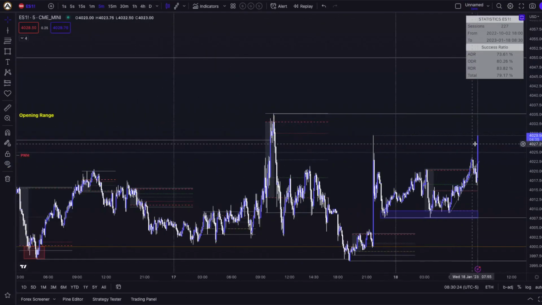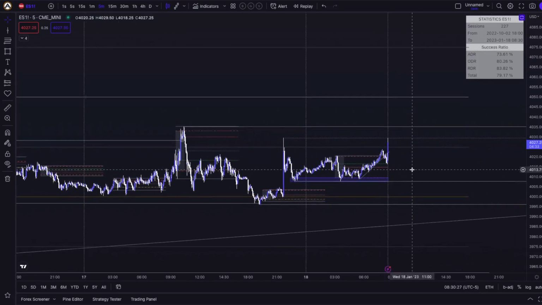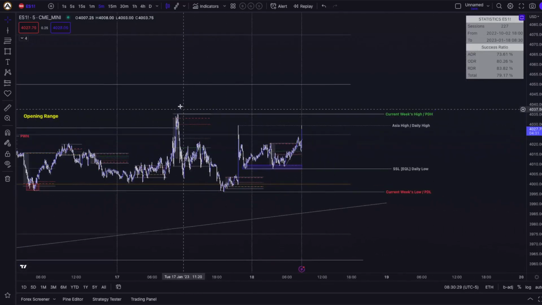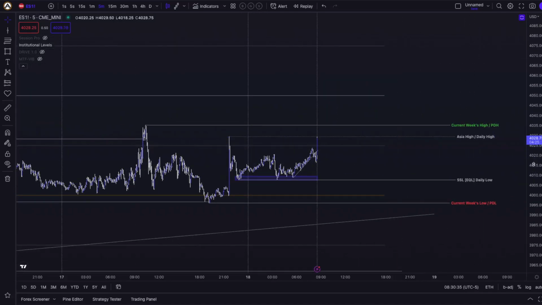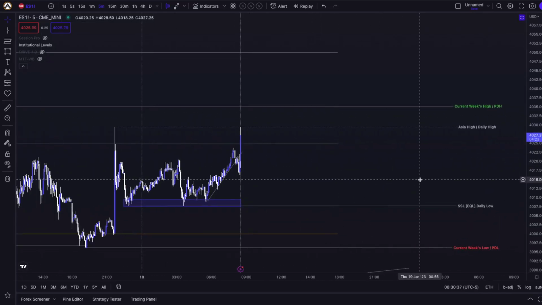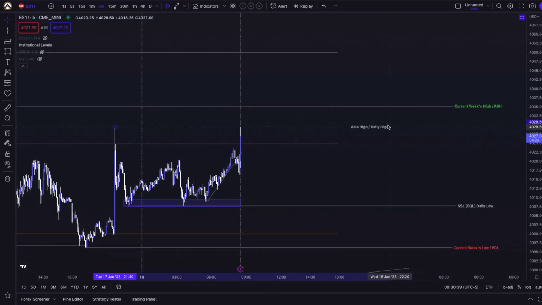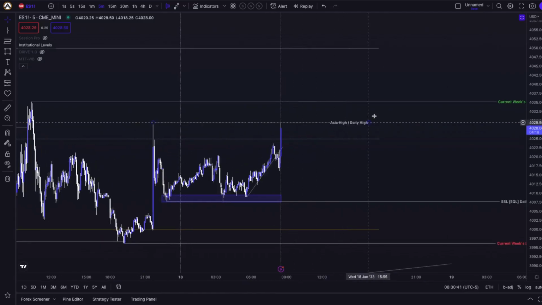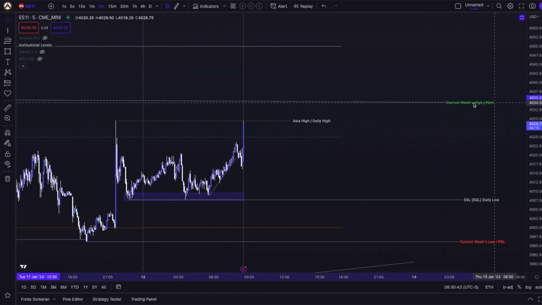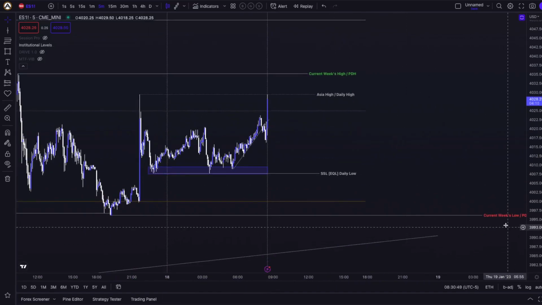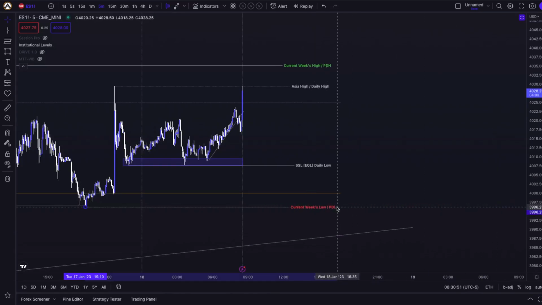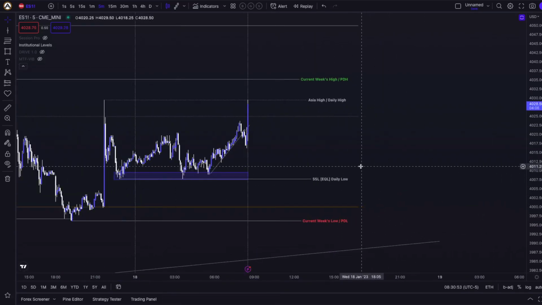Let's zoom out here to monitor our levels. Turn off the DR IDR because we are not going to use that right now. So we already took out our Asia high, or we touched our Asia high, which is currently our daily high. Let me drag all those levels back in again, because those are our most important areas of liquidity for this week.